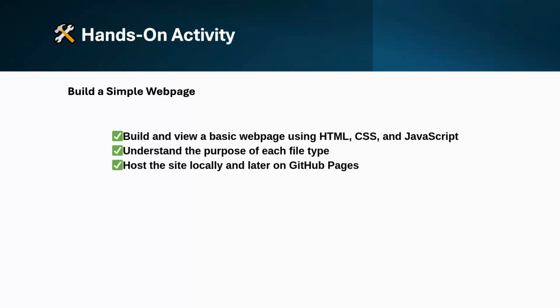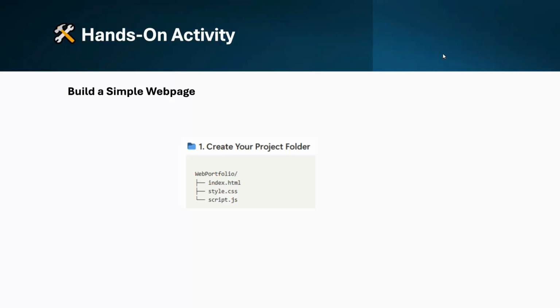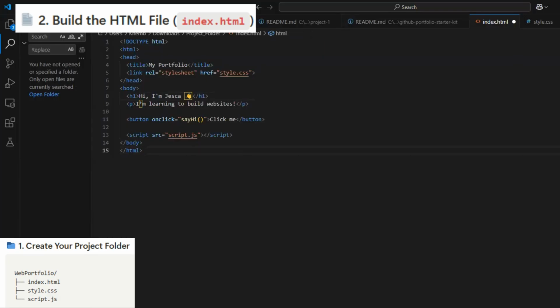Understand the purpose of each file type and host the site locally or on GitHub Pages. So I want you to create a folder called Web Portfolio, or Web Port, and we're going to add these HTML, CSS, and JavaScript files in it. All right? Bring up our VS Code that we've been using thus far.